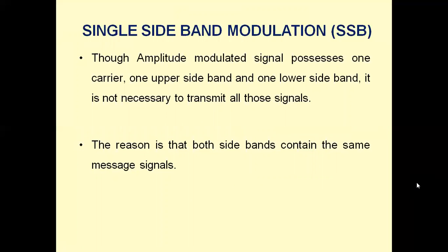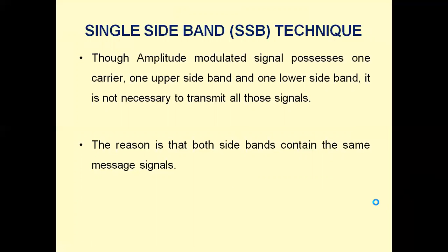That is the reason suppression of the carrier results in the DSBSC waveform. Still, it contains the upper sideband and the lower sideband. The message is there in the upper sideband, and the message is also available in the lower sideband, and hence it is not necessary to transmit both the sidebands containing the same message signal. If we suppress one sideband and transmit only one sideband, there is no information lost to the message. This results in single sideband modulation.